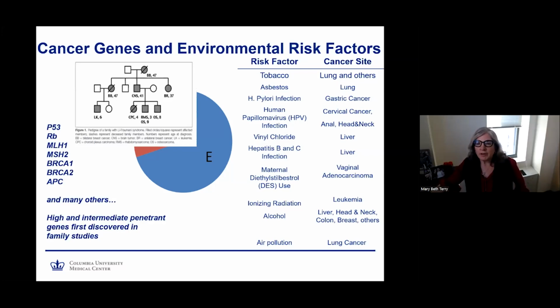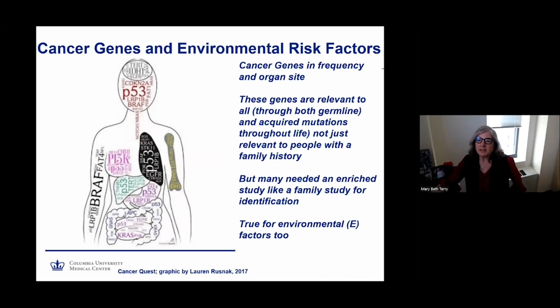What we now know, however, is that this was a false dichotomy. No cancer gene is 100% penetrant, meaning all cancers involve gene-environment interactions. This graphic illustrates some of the cancer genes that have been discovered and the different organs that alterations in these genes affect the most. The size of the gene indicates its population frequency. These genes are relevant to everyone and are altered through both germline and acquired mutations throughout life, not just relevant for people with a family history. But many genes needed an enriched study, like a family study, for identification. I hope that you see that enriched studies will help identify environmental factors as well.